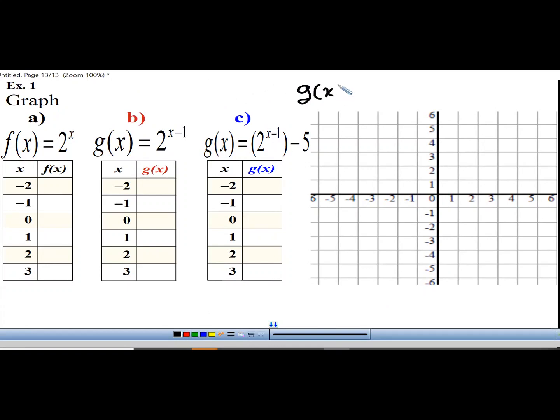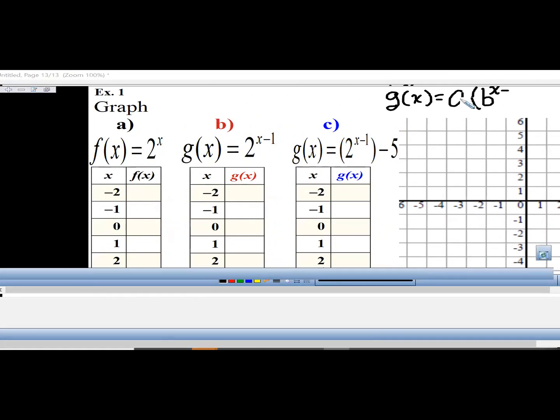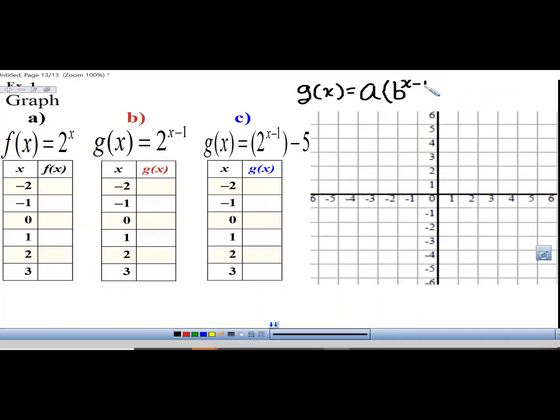g of x equals a times base b with the exponent of x minus h, close parentheses. And with a constant of plus k. All right.